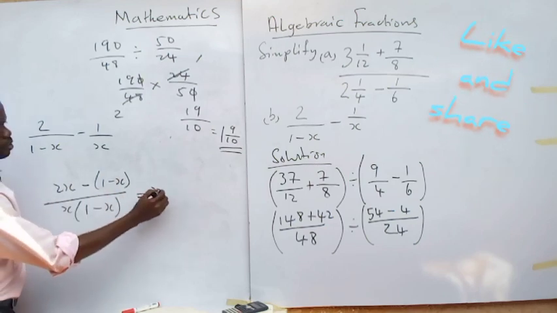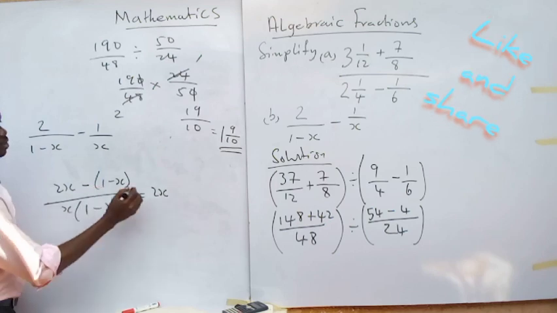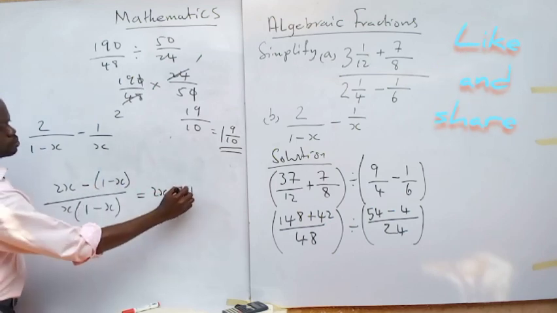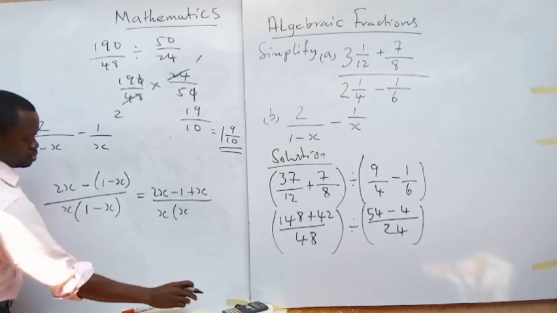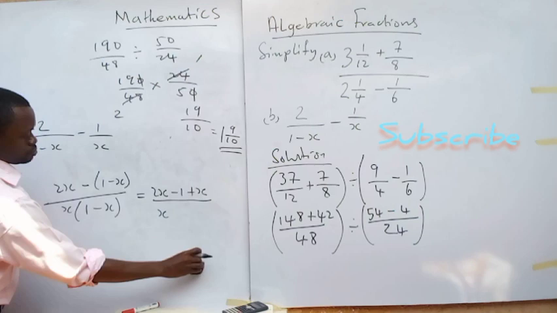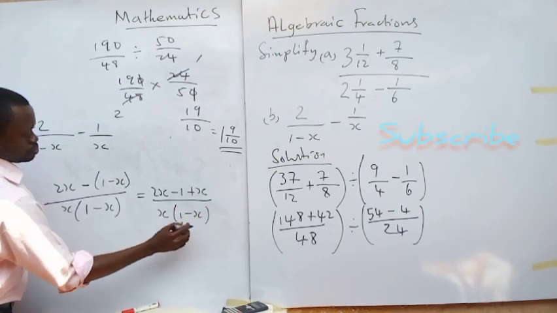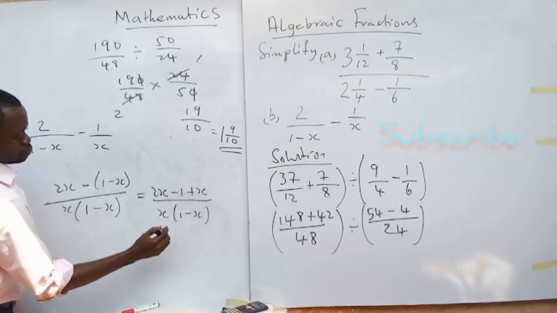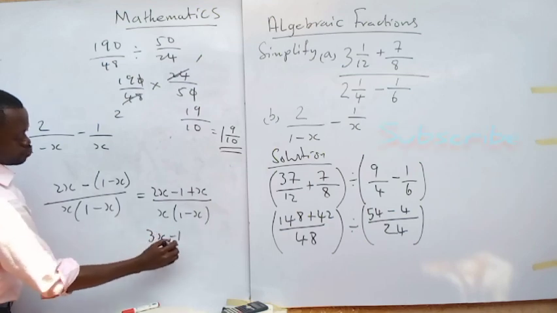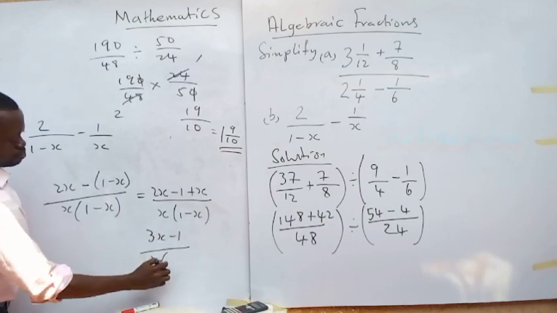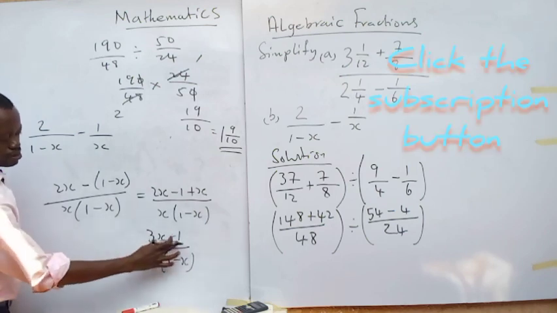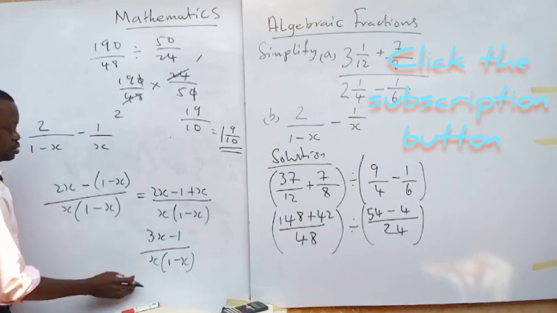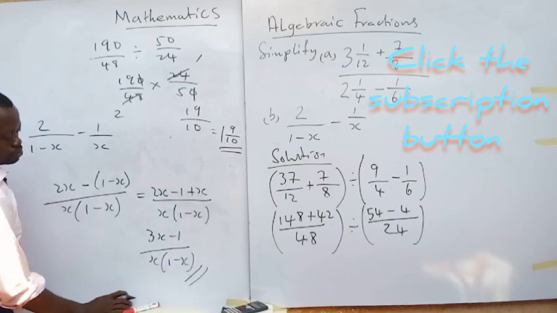Here I have 2x. This will enter here and be minus 1 and enter here and be plus x, all over x in bracket 1 minus x. So 2x plus x will give us 3x minus 1 all over x in bracket 1 minus x. There's nothing that can reduce them here. You can't factorize this. You can't factorize this. There's nothing that can reduce them. So this is our final result.